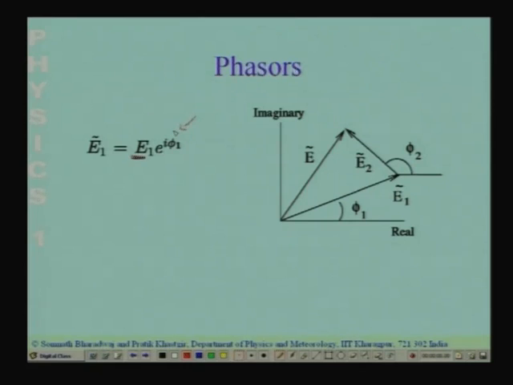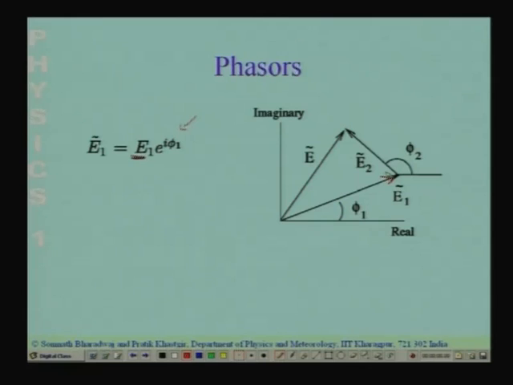So, let me recapitulate again. These complex amplitudes, we refer to them as phasors. These phasors are complex numbers, so we can represent them in a two-dimensional plane. Along the x axis we will plot the real part, along the y axis we will plot the imaginary part. So, corresponding to every phasor we will have a vector in this two-dimensional plane. The length of the vector is the magnitude of the phasor. The angle the vector makes with respect to the x axis is the phase of the phasor.